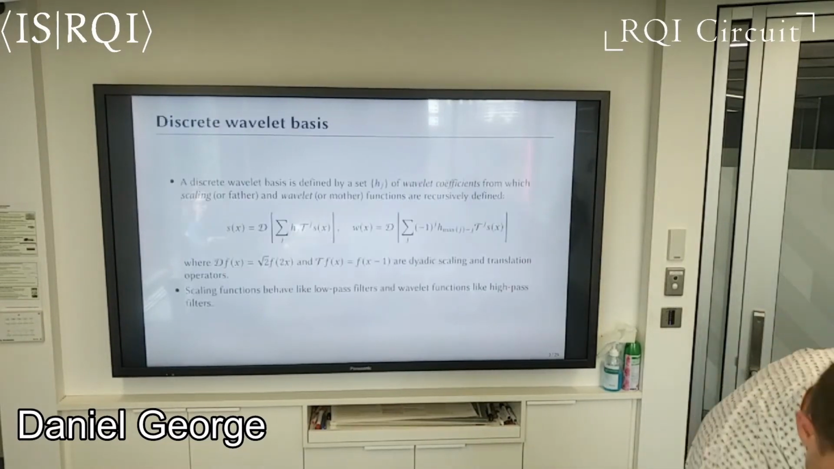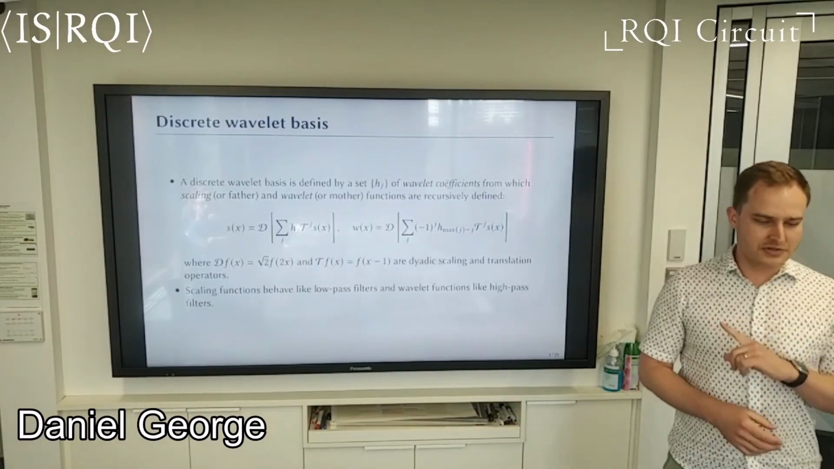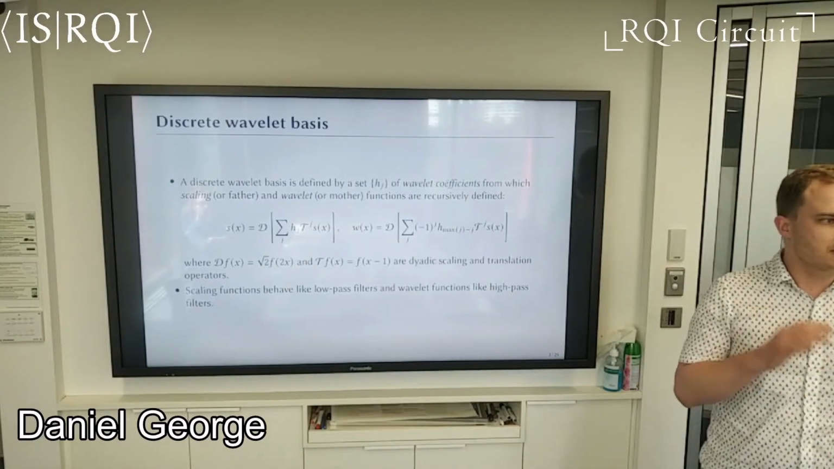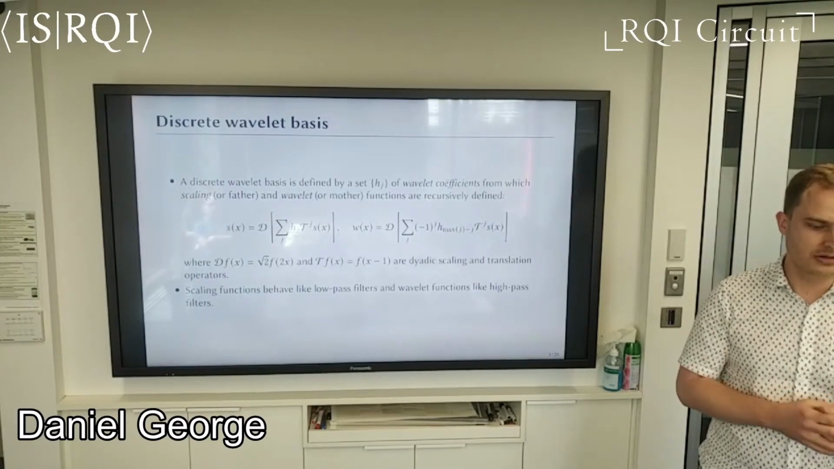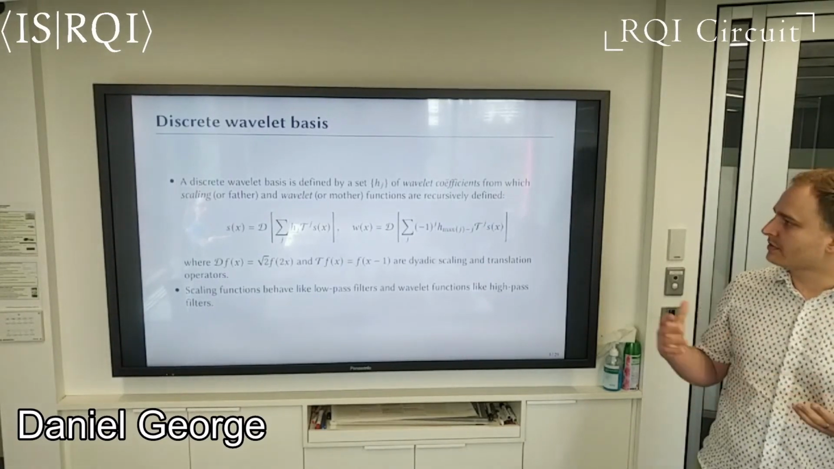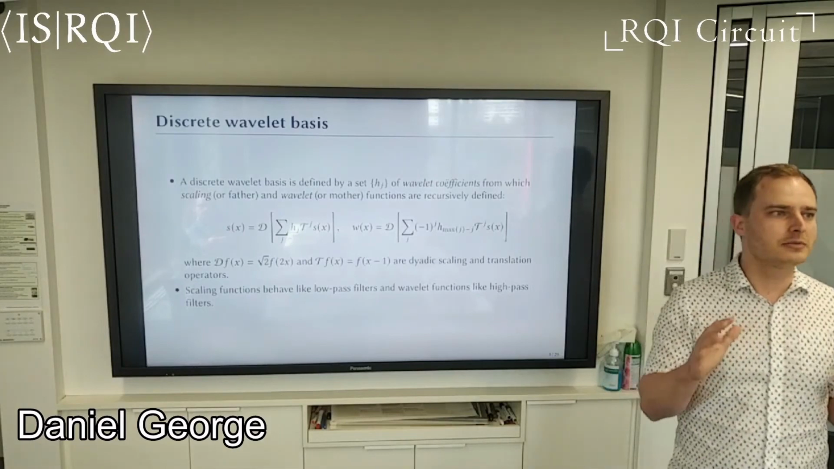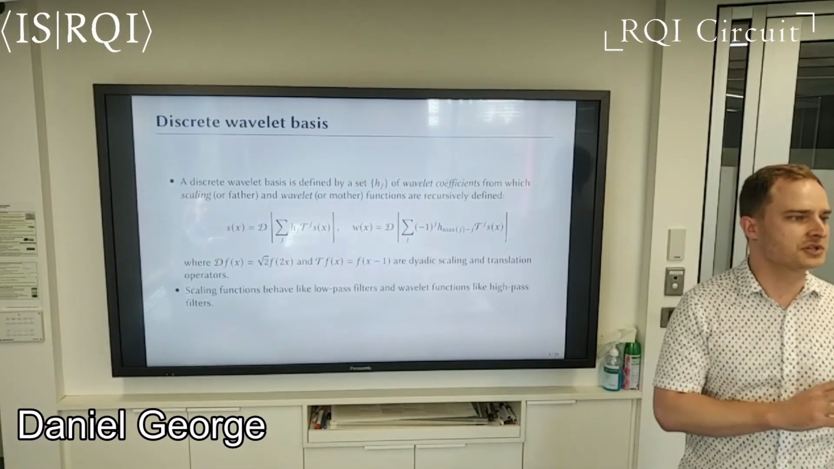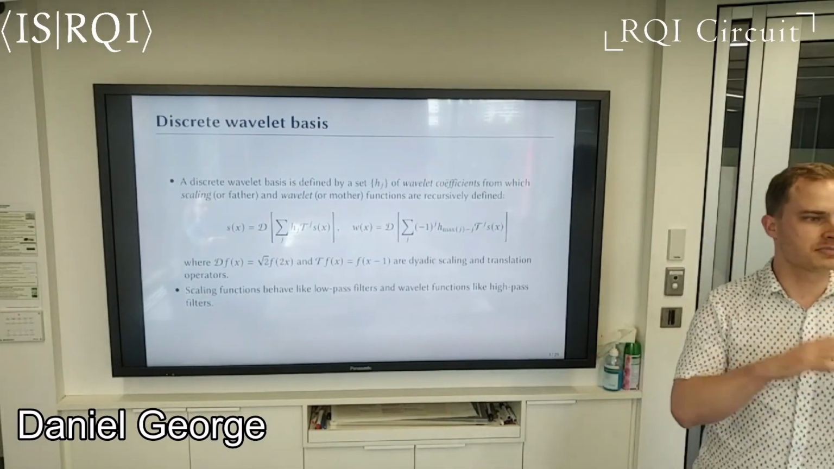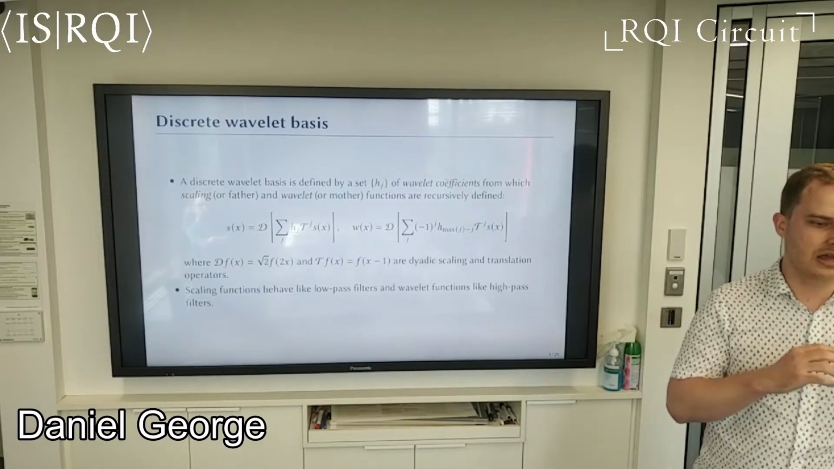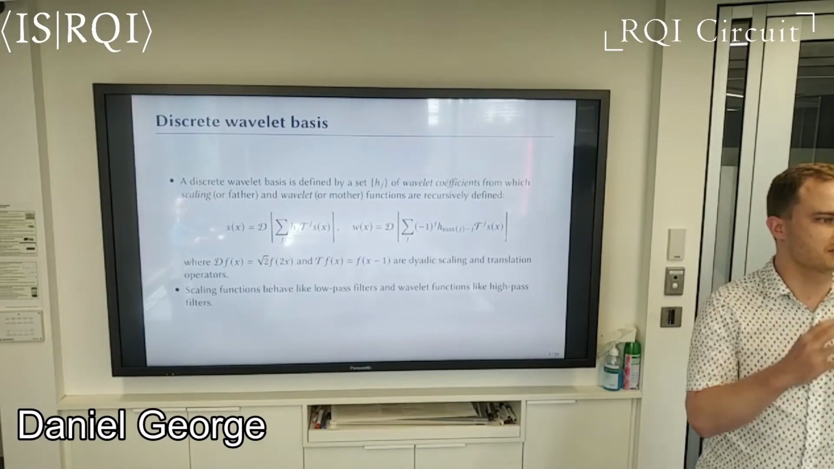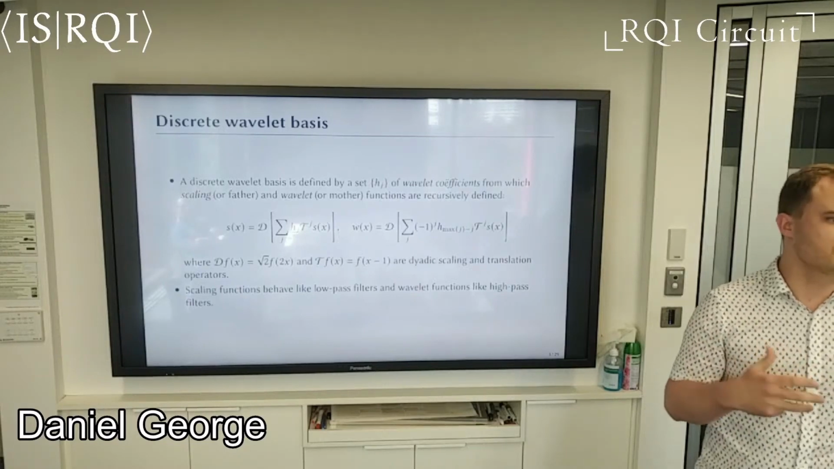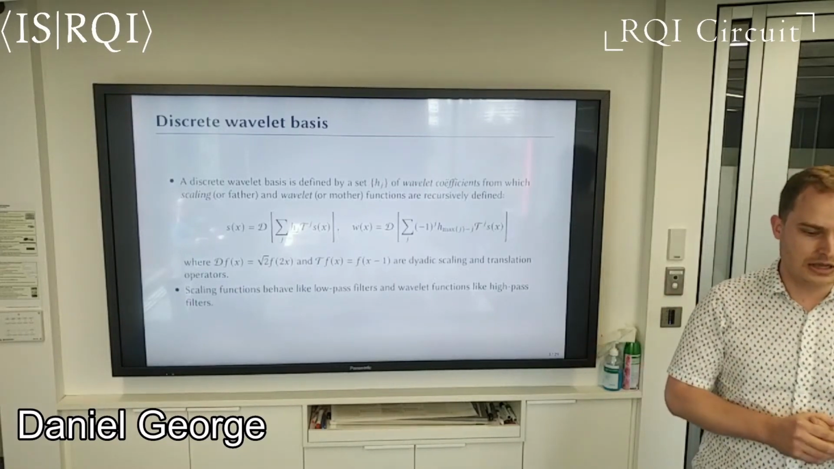So, I'm going to start by talking about discrete wavelet bases, because they're a little bit easier to get your head around if you're not familiar with how wavelets operate. A wavelet basis, you can think of it a little bit like a halfway point between a position basis and a momentum basis. It's built up of basis functions that have some localization in momenta and some localization in position, as opposed to pure position or pure momenta.